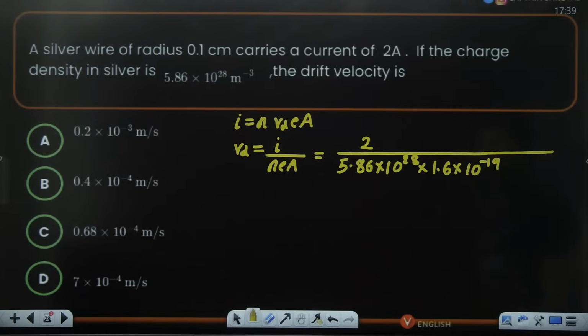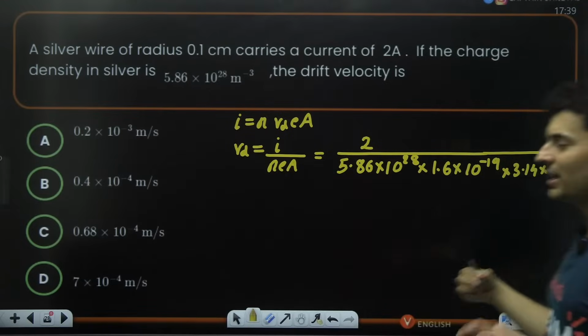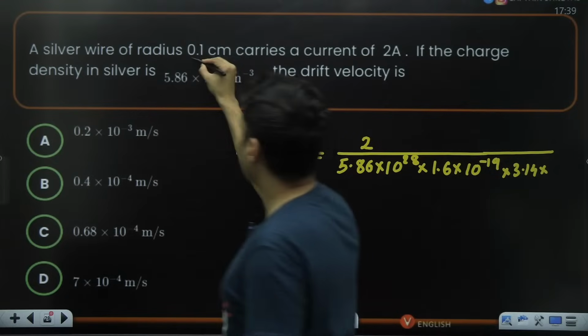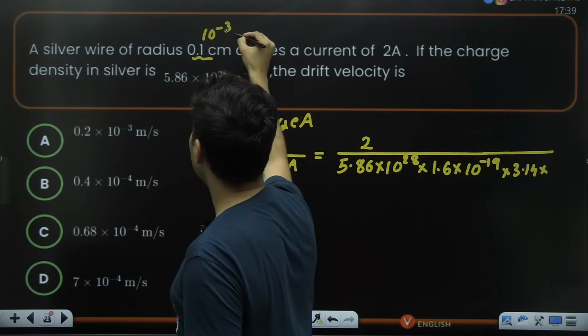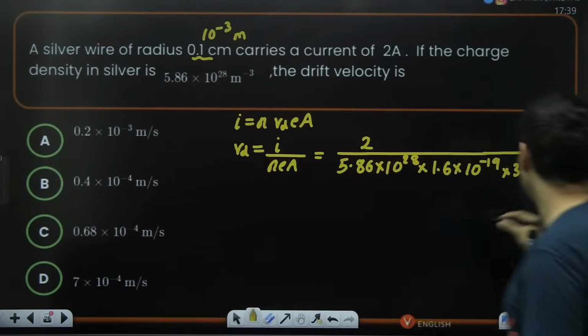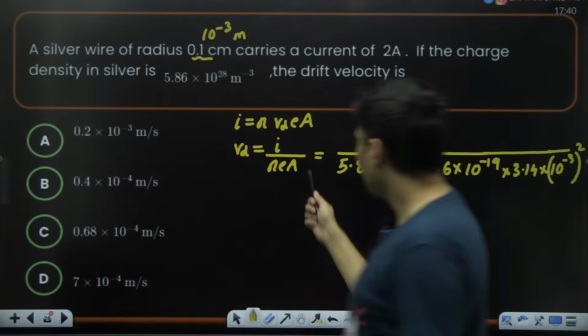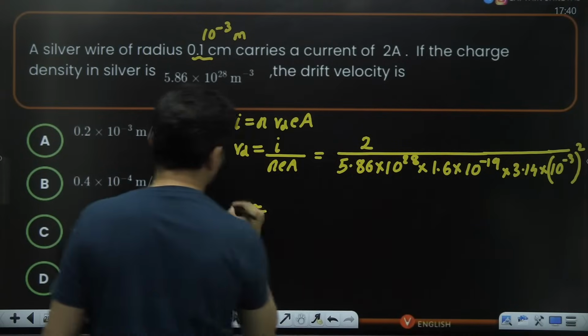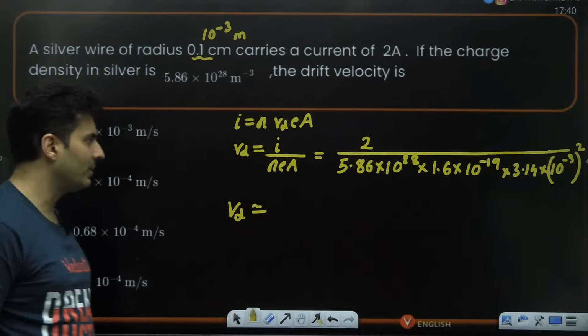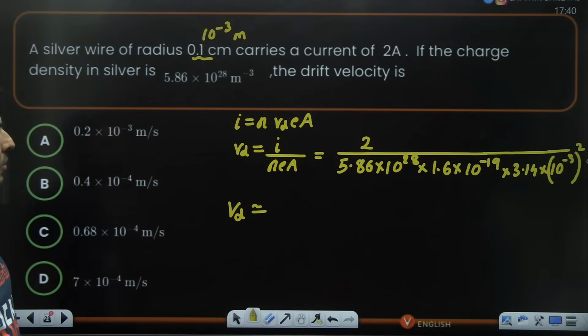What is the area? It is nothing but pi r square. So 3.14 into radius square. 0.1 centimeter, how much is 0.1 centimeter? 10 to the power minus 3 meters. So square of it, so 10 to the power minus 3 squared, guys. That is what you are going to get. Now solve this. You will approximately get the value of the drift speed.